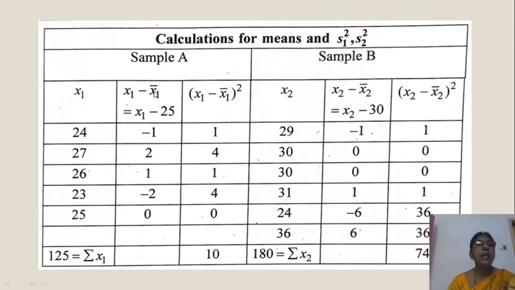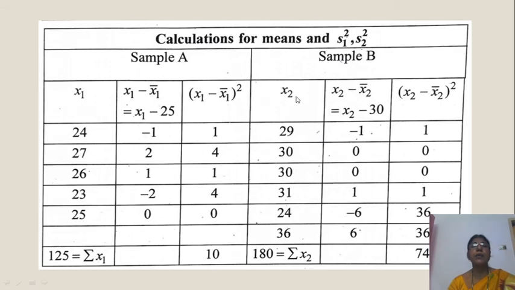Now x1 minus x1 bar. This is the d value. 24 minus 25 is minus 1, 27 minus 25 is 2, 26 minus 25 is 1, 23 minus 25 is minus 2, 25 minus 25 is 0. Then the squares. Here it is not called d square, it is for s1 square, s2 square. So (x1 minus x1 bar) whole squared: 1, 4, 1, 4, 0. Sigma is 10. Adding all this you get 10.